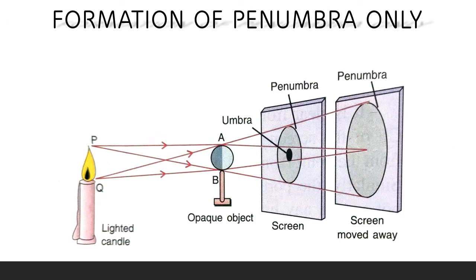To form penumbra alone in the shadow, we have to take a source of light bigger than the opaque object, due to which the umbra obtained on the screen will be very small in size. If we take the screen away from the object, we can notice that the umbra will start decreasing and soon it will vanish. And thus only penumbra is obtained on the screen.